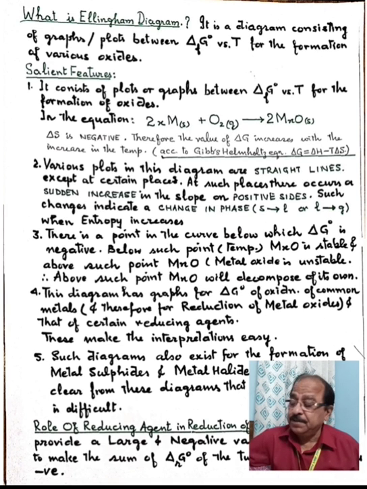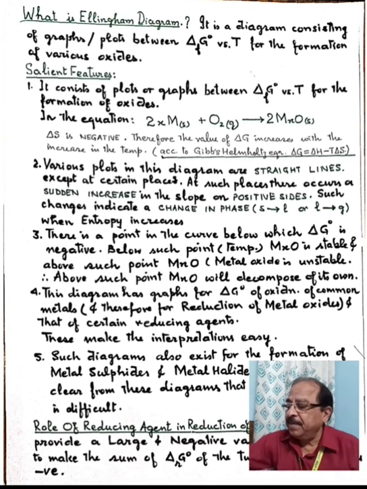Now such diagrams also exist for the formation of metal sulfides as well as metal halides, right? It becomes clear from these diagrams, that means the Ellingham diagrams for metal oxides and metal halides, why the reduction is difficult. Actually, it is very difficult to make the delta G naught negative, right? But in metallurgical operations, I've already told you, it is easier to bring about reduction of metal oxides rather than metal sulfides and metal halides.